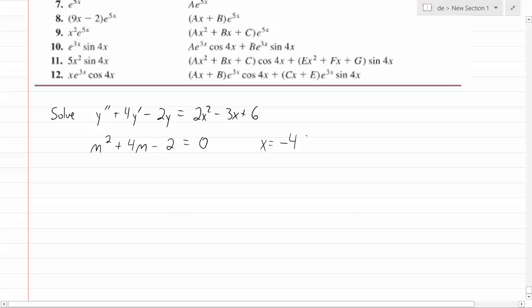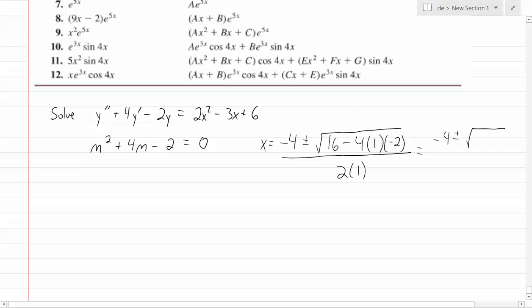So it's going to be negative 4 plus or minus the square root of 16 minus 4 times 1 times negative 2, all over 2 times 1. So that's negative 4 plus or minus the square root. Let's see what that's going to be. Well, 16 plus 8, so that's going to be 24. So it's not a complex conjugate solution. It's just going to be two real solutions that aren't real pretty. They're not integers like we would get with a lot of problems.